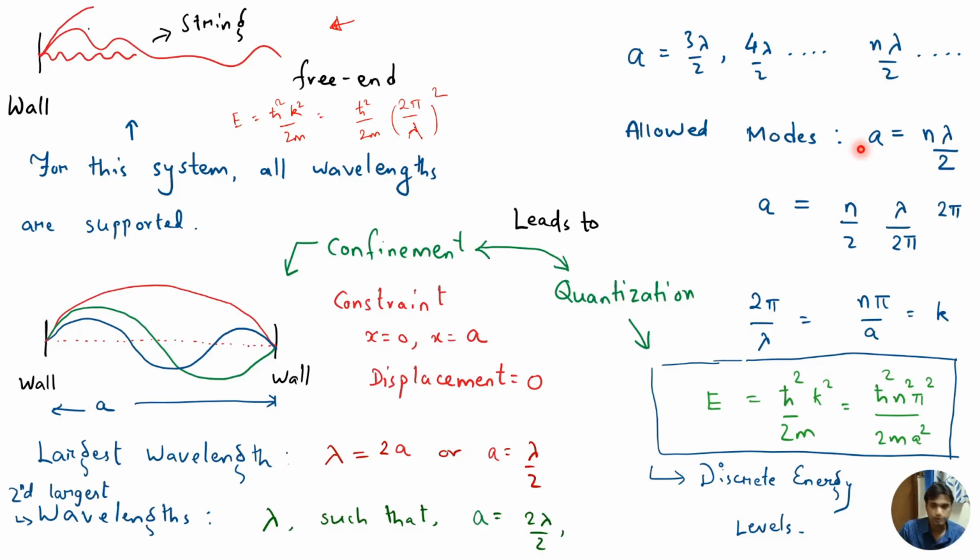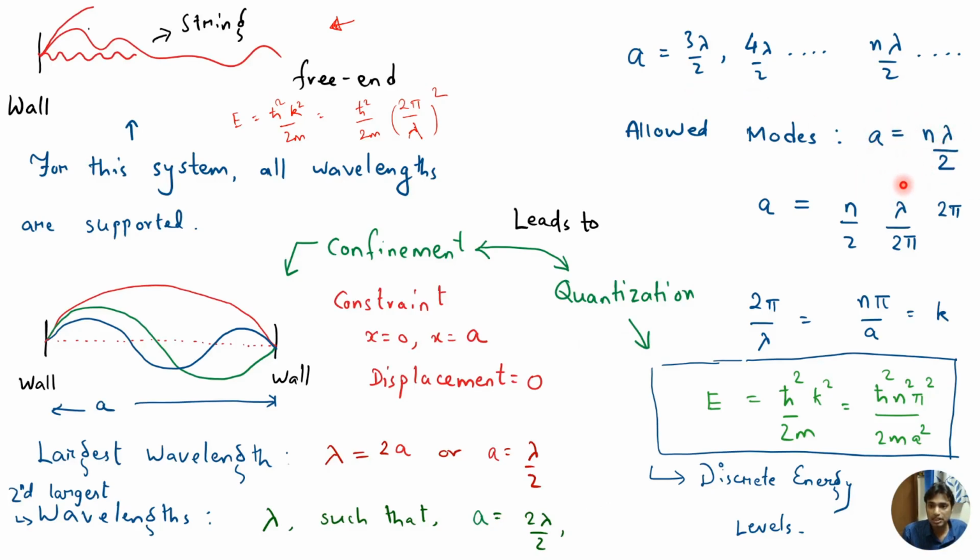So the length a has to be an integral multiple of lambda by 2. This is the constant we get when we impose that the string is clamped on both ends of the wall. So it's basically based on the wavelength, half the wavelength, lambda by 2. So I hope this relation is clear.